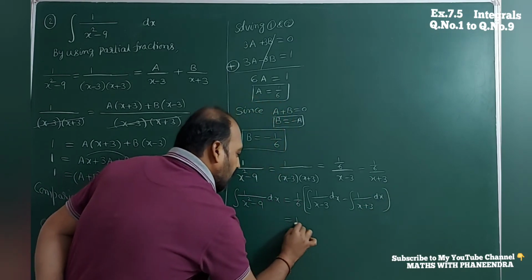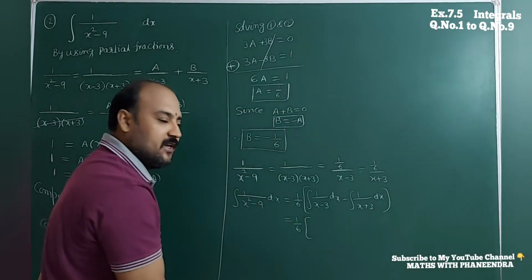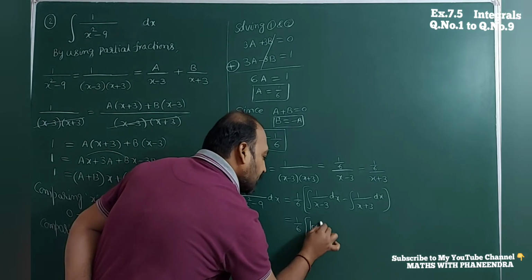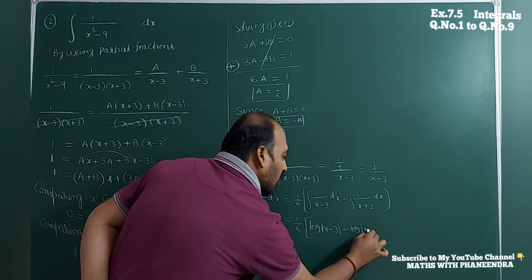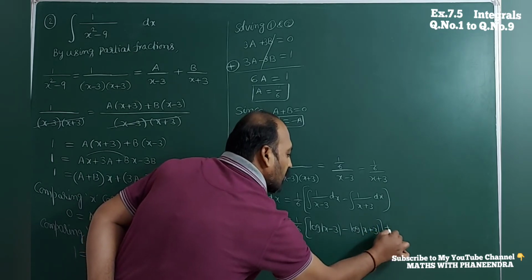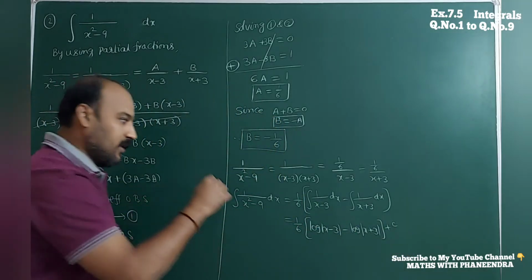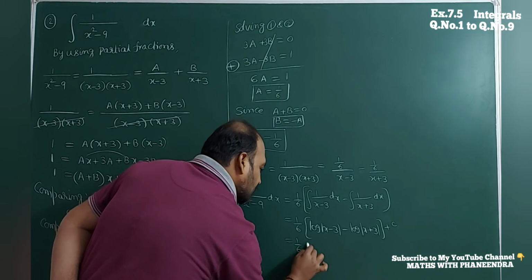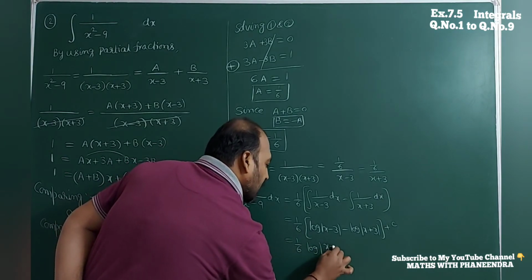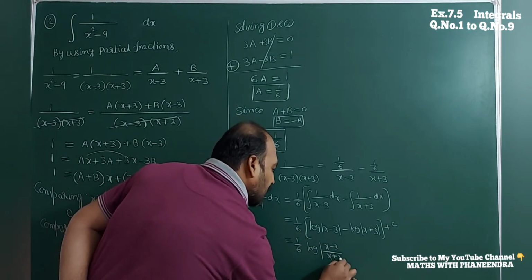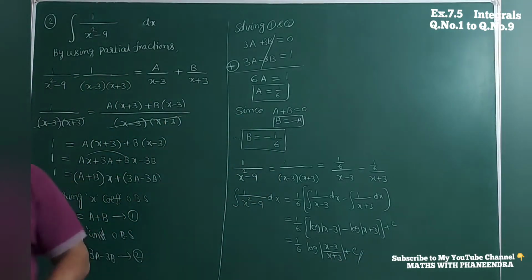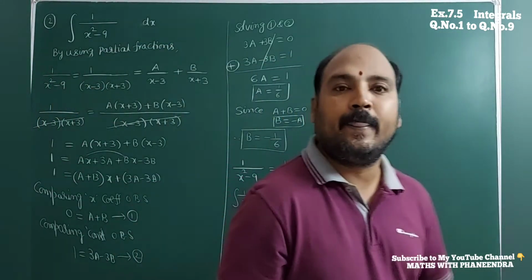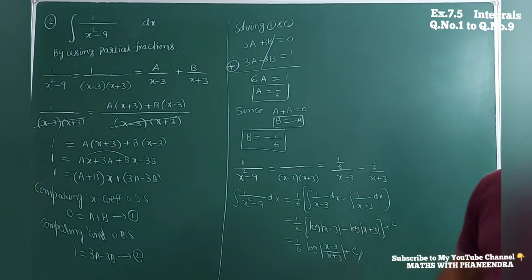So which is equal to 1 by 6 into integral 1 by x minus 3, log mod x minus 3, minus integral 1 by x plus 3, log mod x plus 3, plus c. Log a minus log b, log a by b. So 1 by 6 log mod x minus 3 by x plus 3 plus c. See here, particularly this exercise 7.5 is related to integrals by using partial fractions.